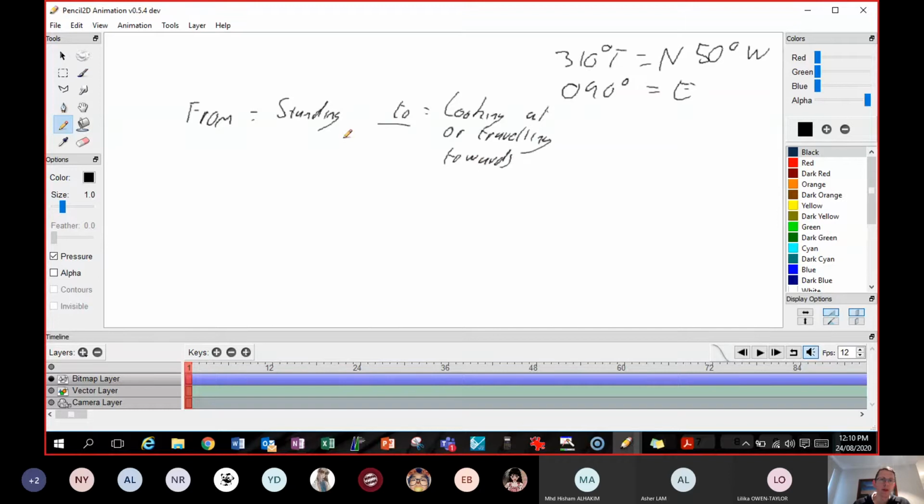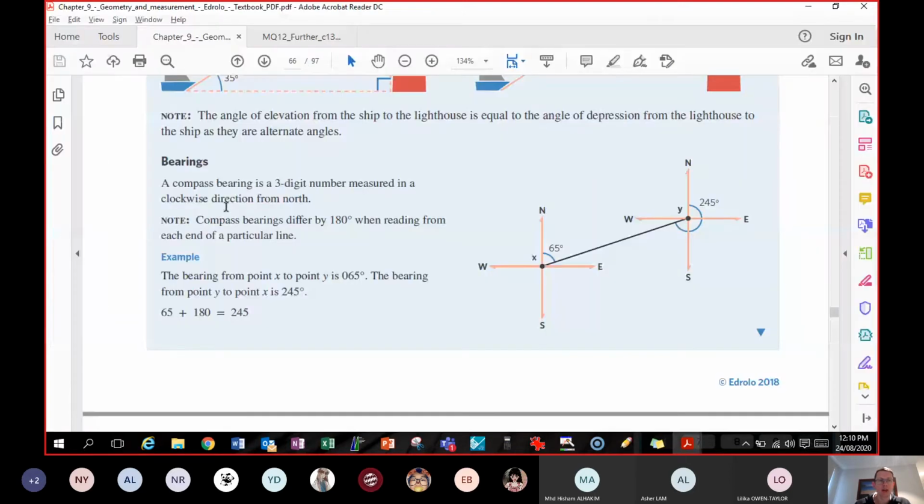Now, these are really important words because they come up all the time in bearings. So if I say I'm traveling, for example, if we look at this example here, the bearing from point X to point Y is 65. So from point X to point Y is 65 degrees. So we're standing here and it's 65.